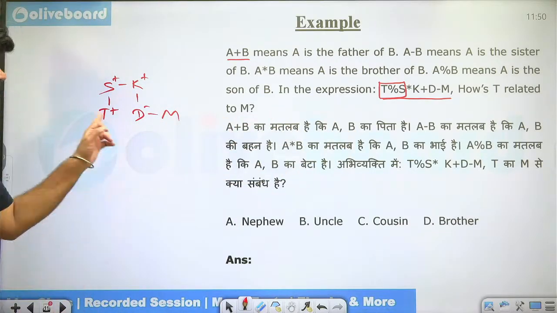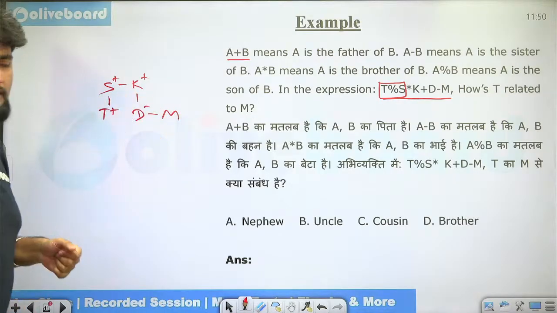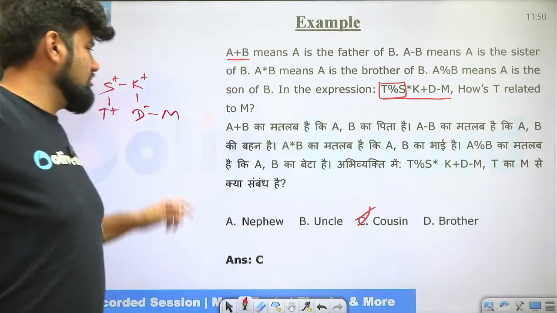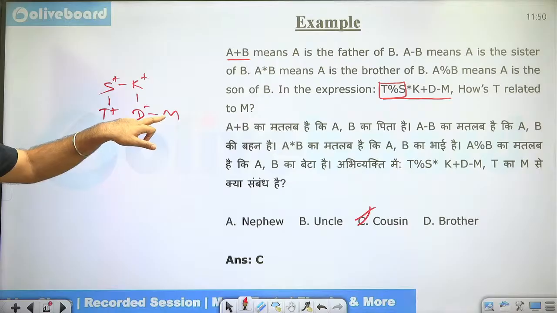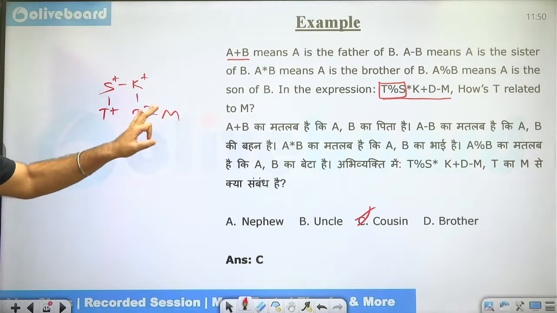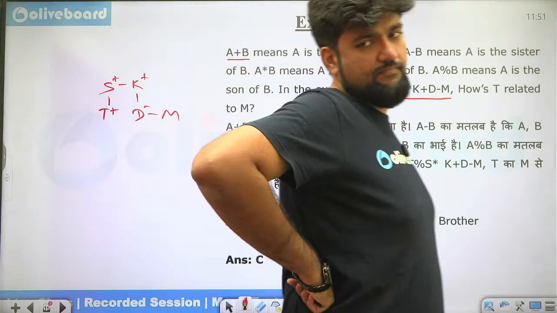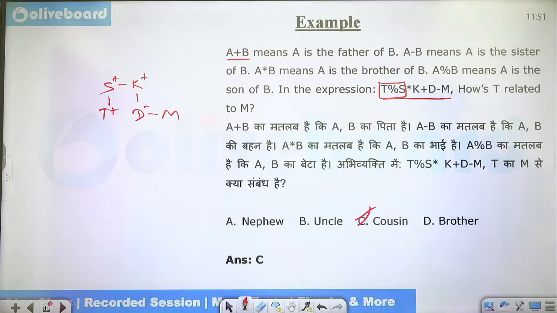Okay. So how is T related to M? We can clearly see they are on the same level. They are not connected to each other. So they are cousins. If I would have asked you how is M related to T, the answer would have been cousin. Why? Because we don't know the gender of M. But because cousin is a gender neutral word, I can still mention the answer cousin. M is the cousin of T. T is the cousin of M. Okay. This is how your coded blood relation looks like.